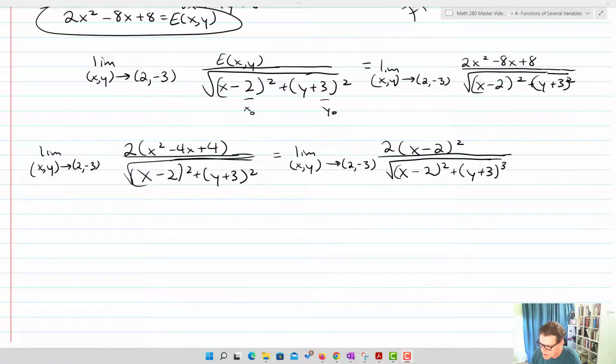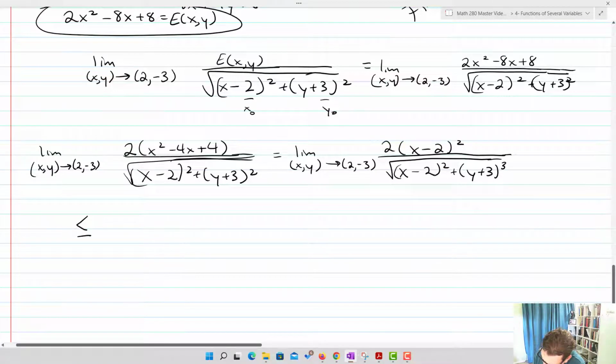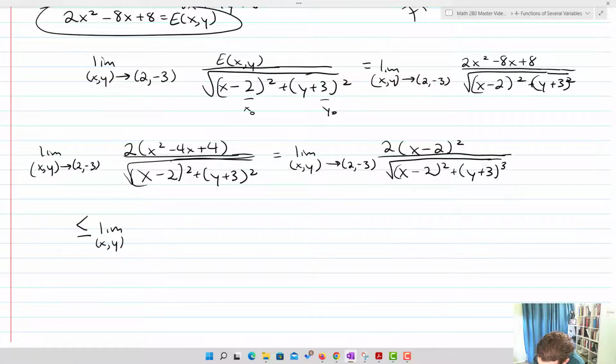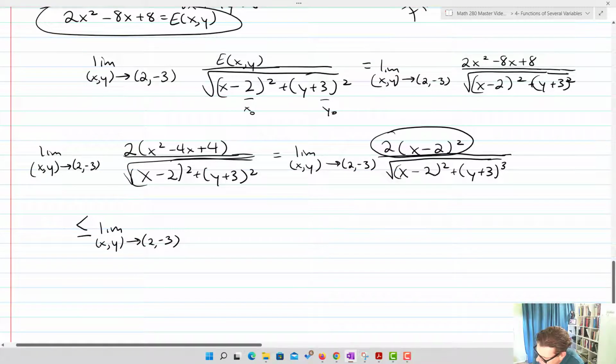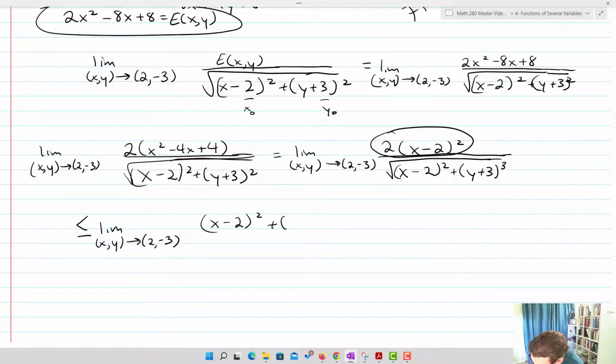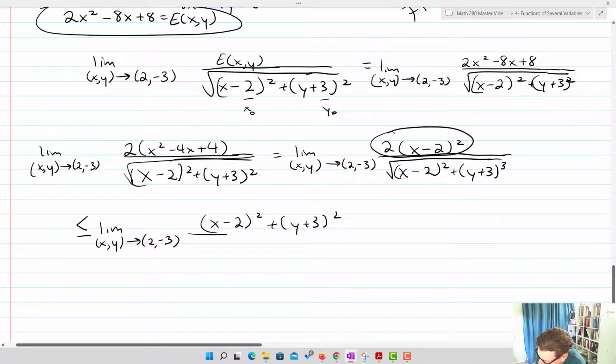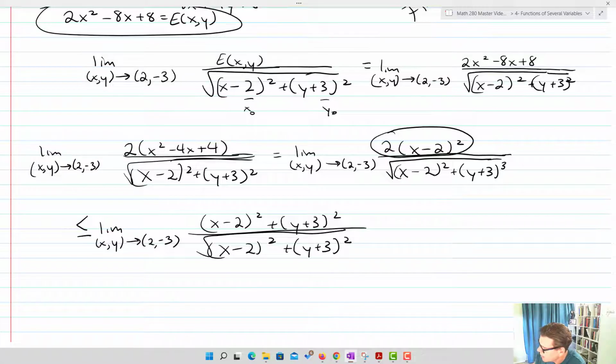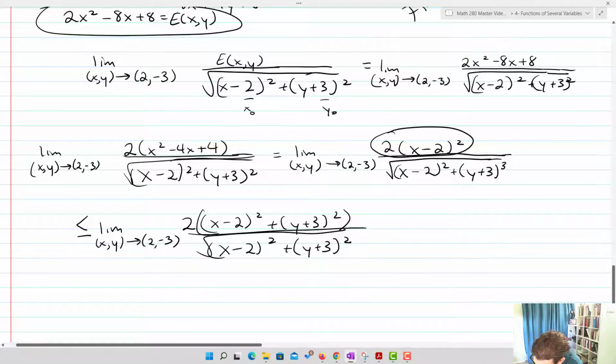Now I'm going to use a little trick, or not really a little trick. I'm going to say this is going to be less than or equal to the limit as (x, y) approaches (2, -3), and if we look at this, this is (x - 2) squared, and that should actually be less than or equal to (x - 2) squared plus (y + 3) squared, all divided by the square root of (x - 2) squared plus (y + 3) squared. Or actually 2 times that value.